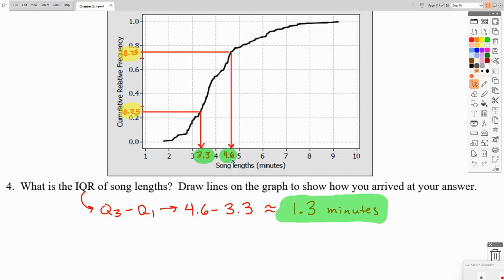I don't know. I went 4.6. Then 25th percentile, had to do the same thing, estimate 0.3, then estimate halfway again to get 0.25, and I thought maybe 3.3. So I am estimating that the IQR would have a value of 1.3 minutes. So again, as long as your answer is roughly around that same answer, then you would get full credit.